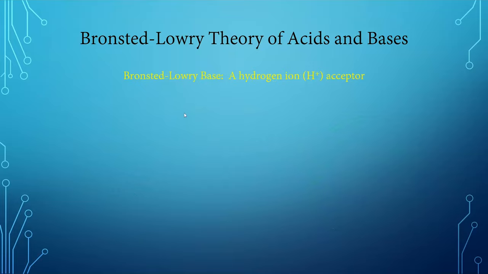A Bronsted-Lowry base is simply just the opposite. Acids and bases are essentially chemical opposites. So if an acid is a hydrogen ion donor, it makes sense that a base would be a hydrogen ion acceptor, anything that takes a hydrogen ion from another substance.